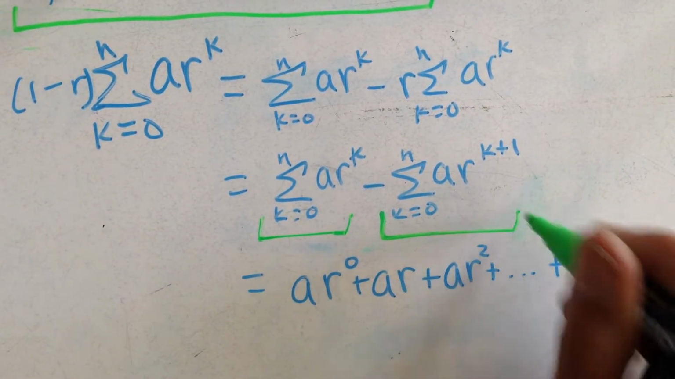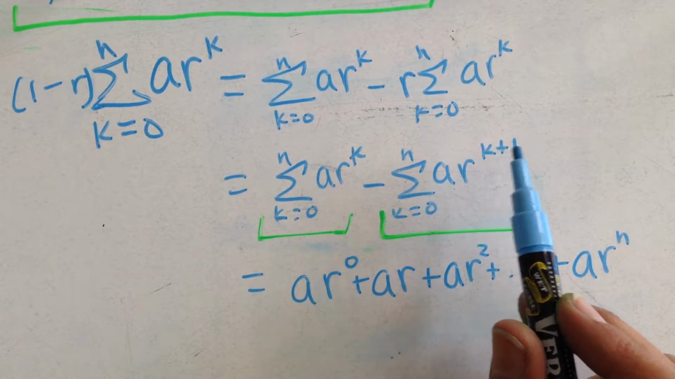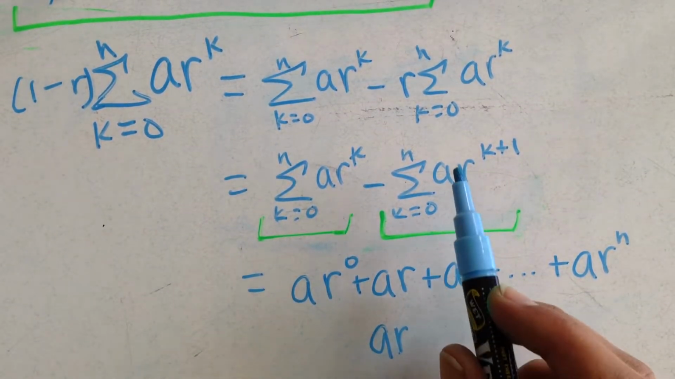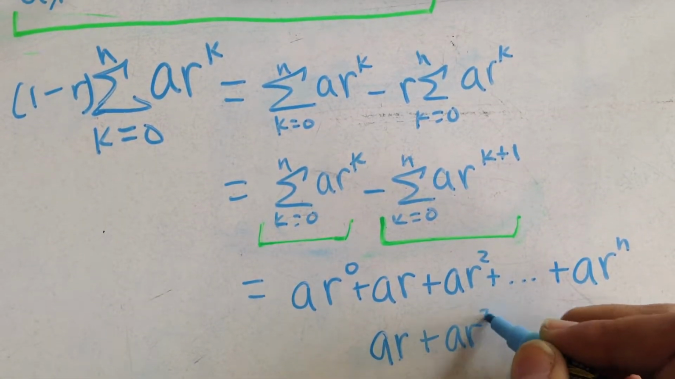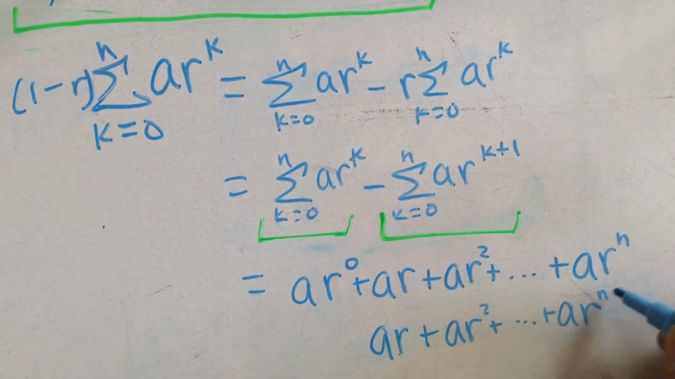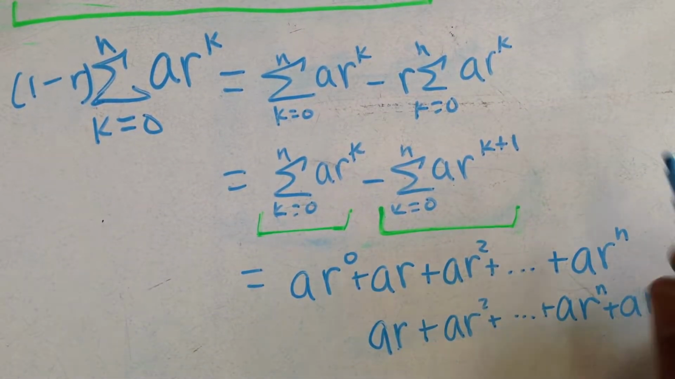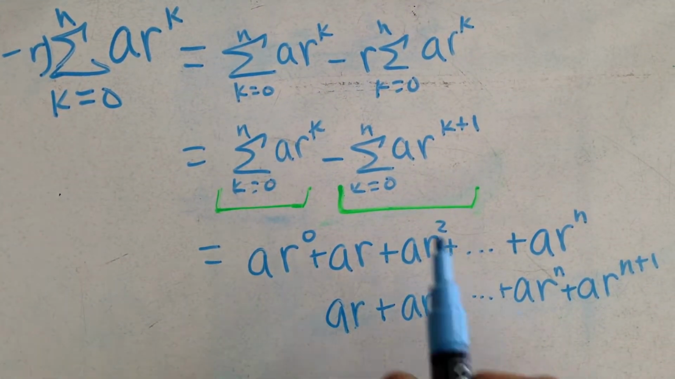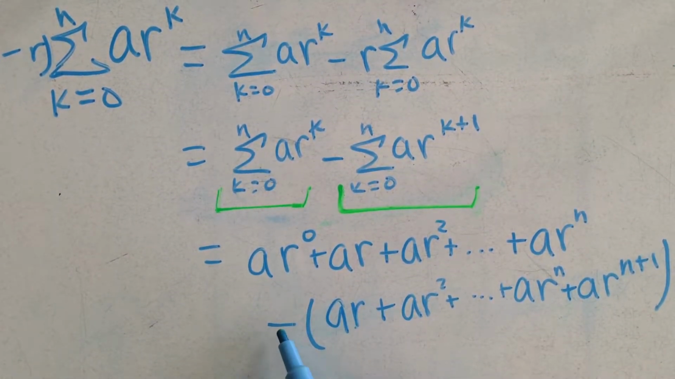Now if we look at the second part here, we're still starting at k equals 0. If we plug in 0, we get a times r to the power of 0 plus 1, which is just a times r to the first power. If k equals 1, we get a times r to the power of 1 plus 1, which is ar squared. And if we continue, we'll eventually get plus a times r to the power of n. Our last term would be when k equals n, which would give us a times r to the power of n plus 1. And remember, we're subtracting this, so I'm going to put this in parentheses with a subtraction sign here.